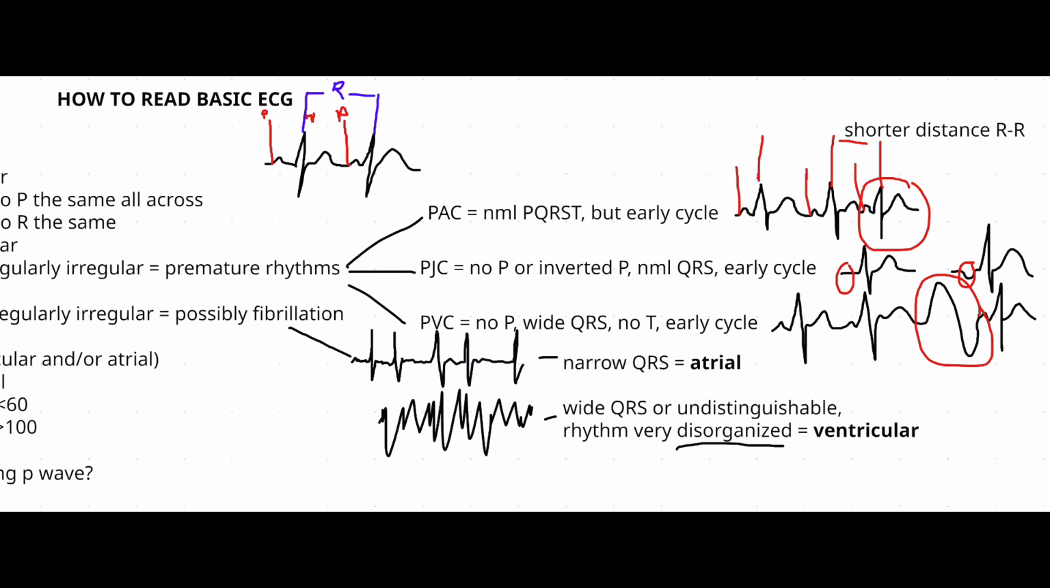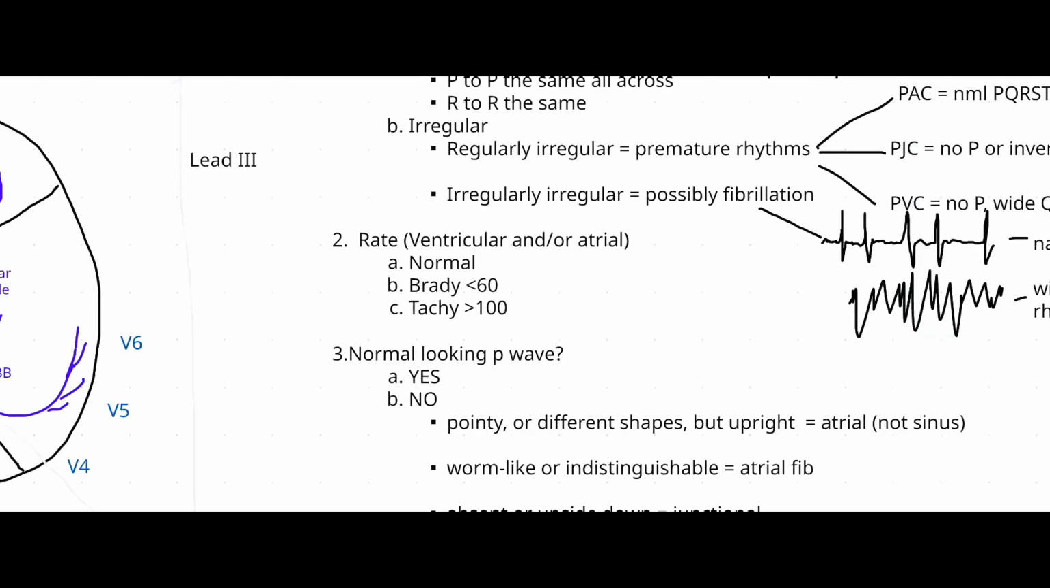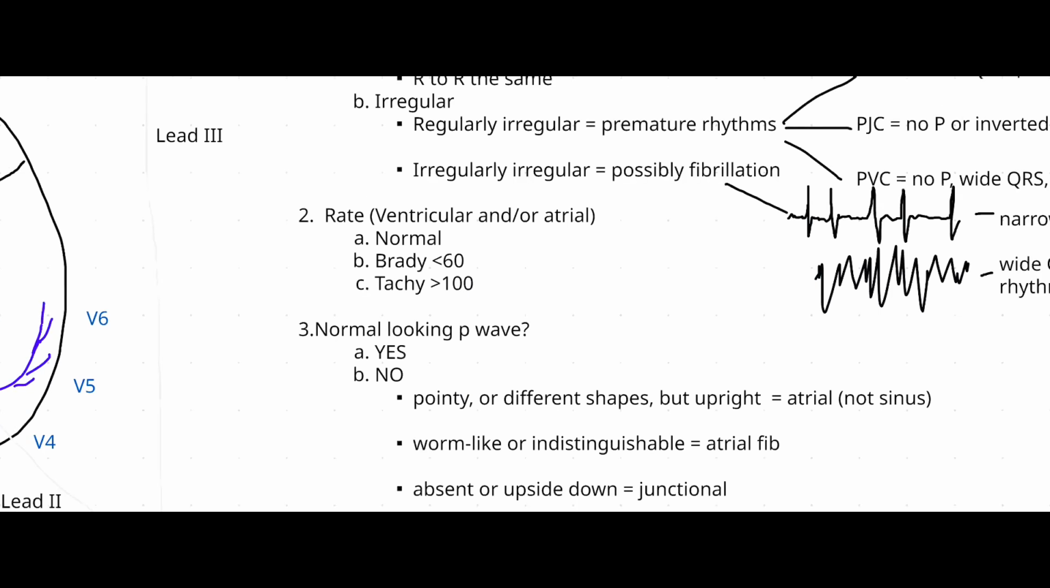Now the rates, pretty easy. I call this the last name of the rhythm, right? If you know right away, is this a slow rhythm? Okay, that's something Brady, right? It could be atrial, it could be junctional, it could be ventricular, but it's a Brady or tachy. This is something tachy, okay? And of course, if it's normal, then that's a normal sinus rhythm.